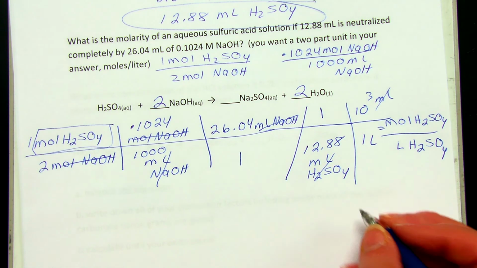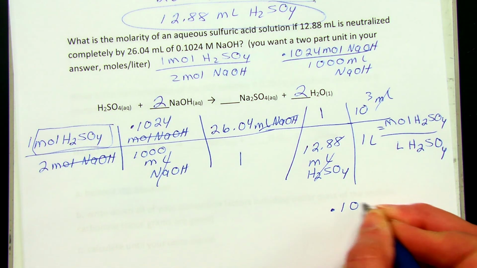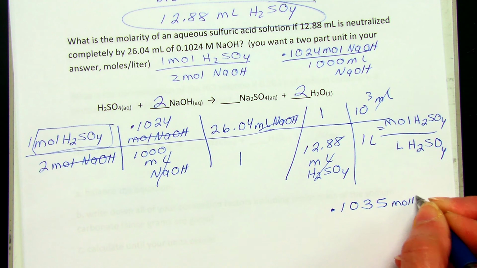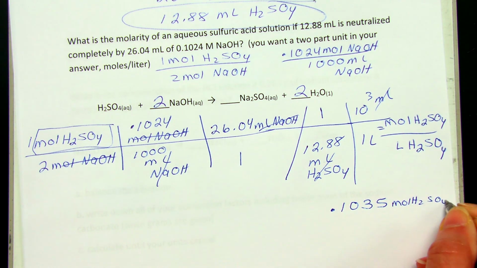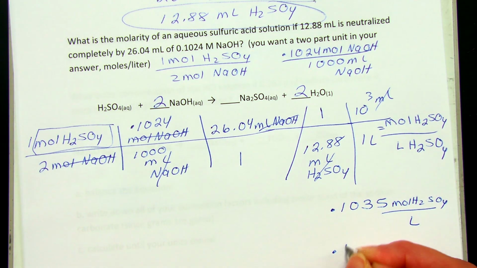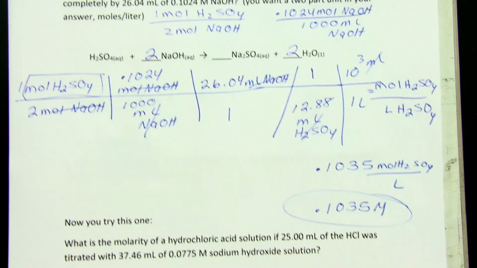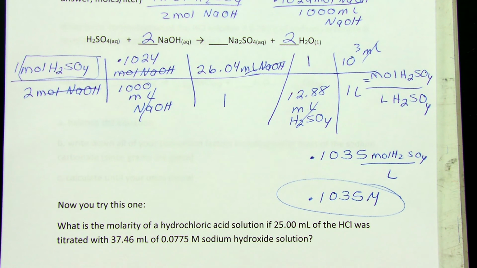And when you do the math, you get 0.1035 moles of H2SO4 per liter, or 0.1035 molar. Because molar is a two-part unit, moles per liter. Okay, go ahead and try this one. Go ahead and do that with your groups on your boards.